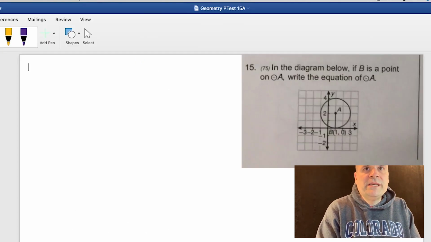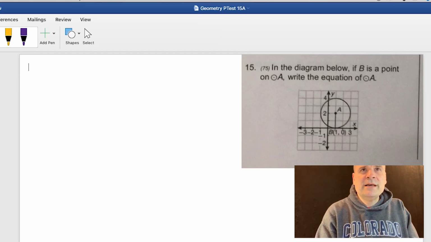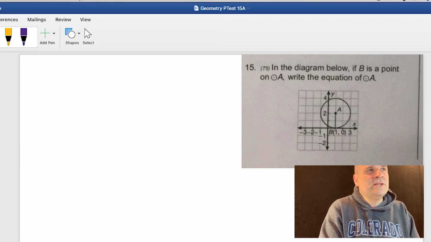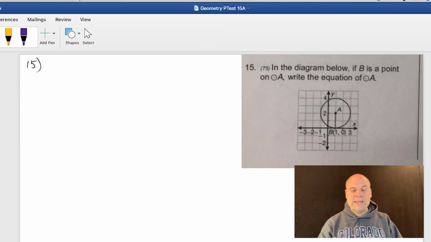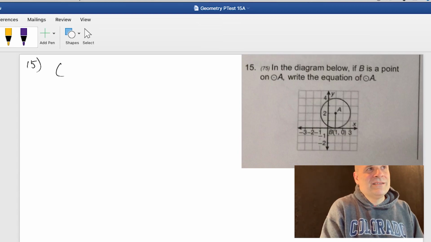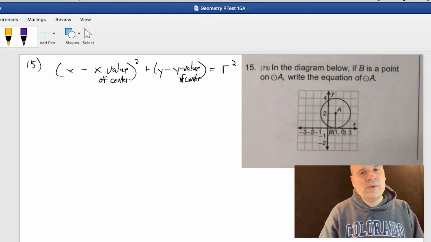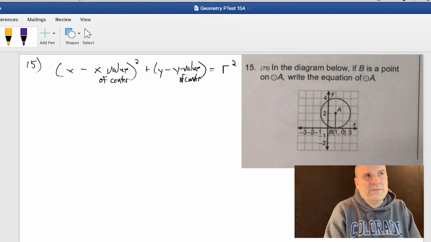All right, number 15. In the diagram below, B is a point on circle A. Write the equation of circle A. Okay, so this is one of our new lessons. To write an equation of a circle, you need the radius and you need where the center of it is, okay? If I wrote this, so x minus x value of the center squared plus y minus y value of center equals the radius of that circle squared, okay? So this is the equation of a circle.